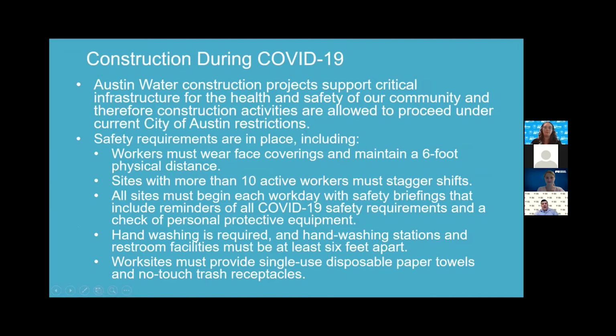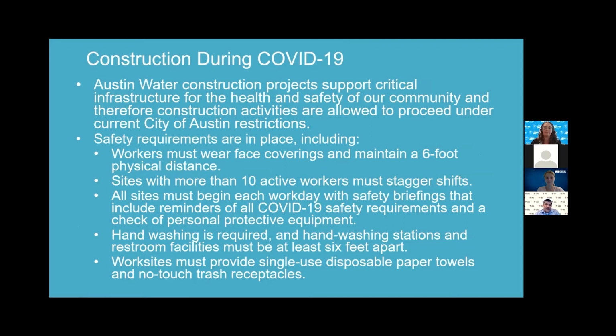And finally, all Austin Water construction projects support critical infrastructure for the health and safety of our community, and therefore, construction activities are allowed to proceed under current City of Austin restrictions. Some of the safety requirements in place include the following. Workers must wear face coverings and maintain a 6-foot physical distance. Sites with more than 10 active workers must stagger shifts.